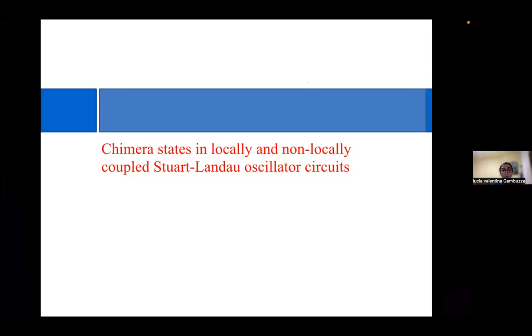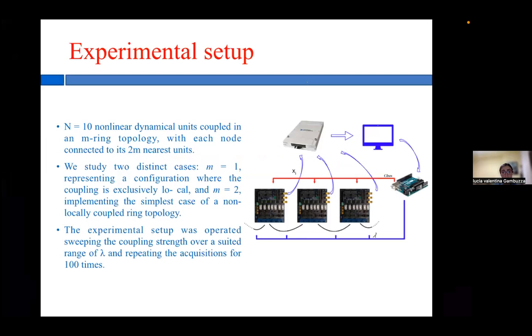Okay, so I just wanted to show you the first attempt of chimera state in an electronic circuit in our laboratory, but we did another experiment with a different type of dynamics. In this case, we have considered again a second order oscillator, but here we have the Stuart-Landau oscillators, and here we have the experimental setup we have considered.